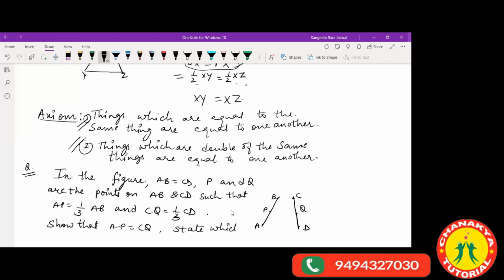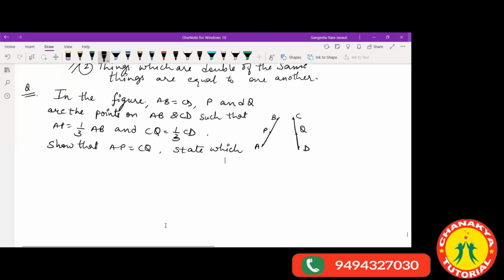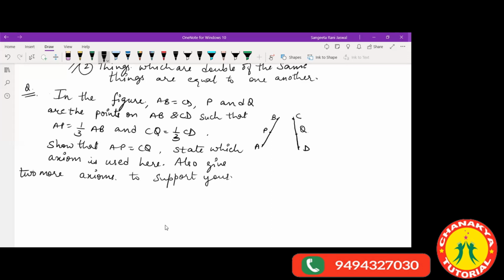State which axiom is used here. Also give two more axioms to support your answer. To support the situation.